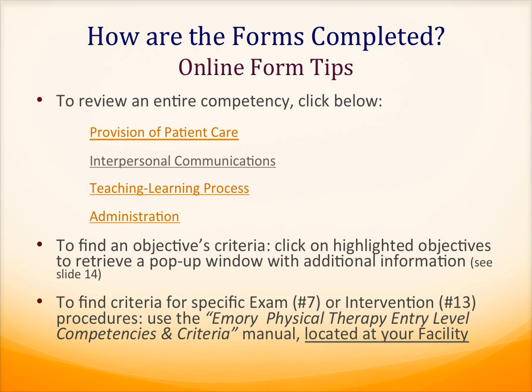For resources and to access all of the information that you may need to review prior to completing the evaluation, remember this slide, slide number 24. If you would like to review an entire competency, you may click on any of these below links. To find the criteria for the objectives and behaviors within a competency, you may click on the blue highlighted text to retrieve a pop-up window with the criteria listed. Please review slide number 14 if needed.